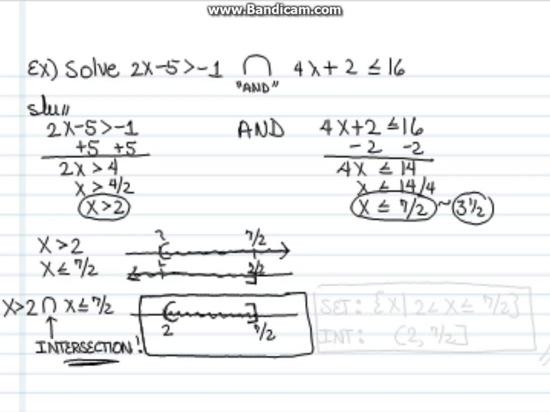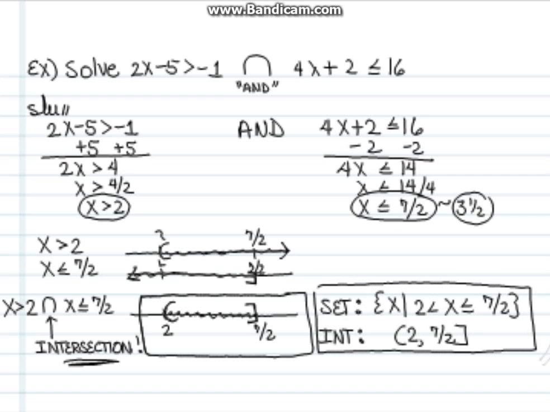The reason we have a boxy bracket on 7 halves is because in the first set, 7 halves is shaded right through, so it's included. And in the second set, we have a boxy bracket on 7 halves, which indicates it also is included. Therefore, 7 halves is included in both of the sets, and that puts it into the intersection with a boxy bracket. Now write that graph in set notation and in interval notation. All real values x such that 2 is less than x is less than or equal to 7 halves, or everything from 2 to 7 halves, round bracket on the 2 because we're not including it, boxy bracket on the 7 halves.